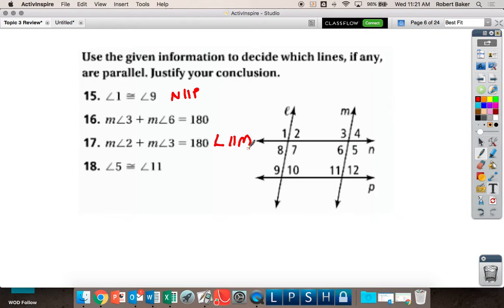And if 5 and 11 are congruent, does that prove anything? N and P are parallel. It proves N is parallel to P because you have a set of congruent alternate interior angles.